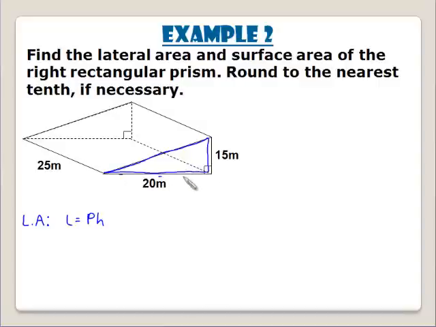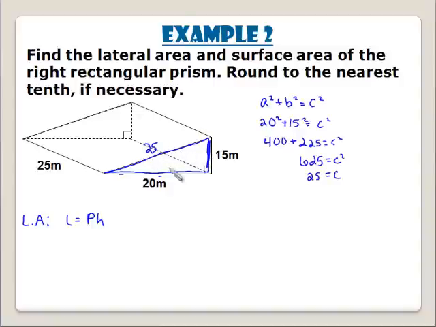I know this side here is 20. I know that this side here is 15, but I don't know this side right here. Now if you notice here we have a right triangle, so I can do Pythagorean theorem to find the length of this side. Okay, so now we can find the perimeter here. So 20 plus 25 plus 15 is equal to 60. So my perimeter is 60.